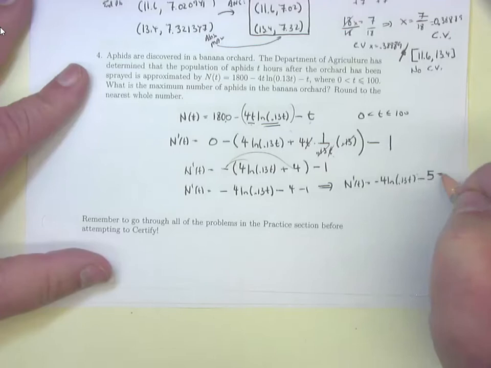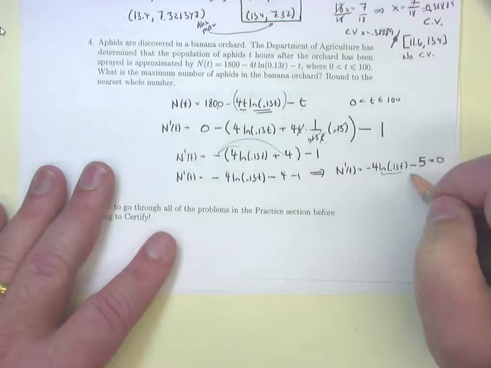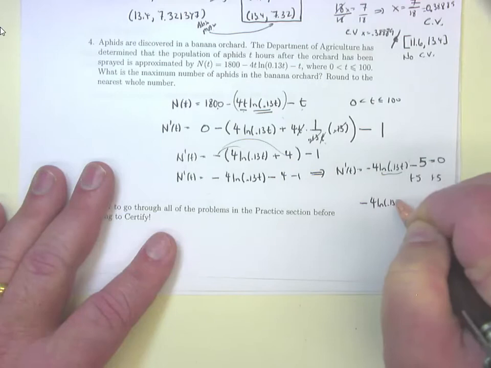How would you solve for t here? Well, your t is embedded inside your natural log. We've got to get the natural log by itself. So I'm going to add 5 to both sides. That gives me negative 4 natural log of 0.13t equals 5.